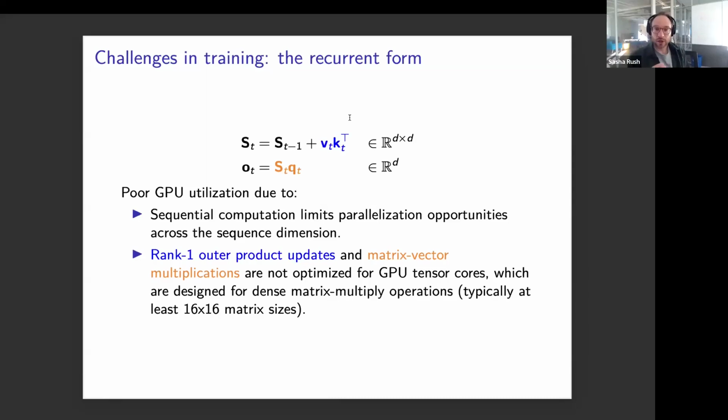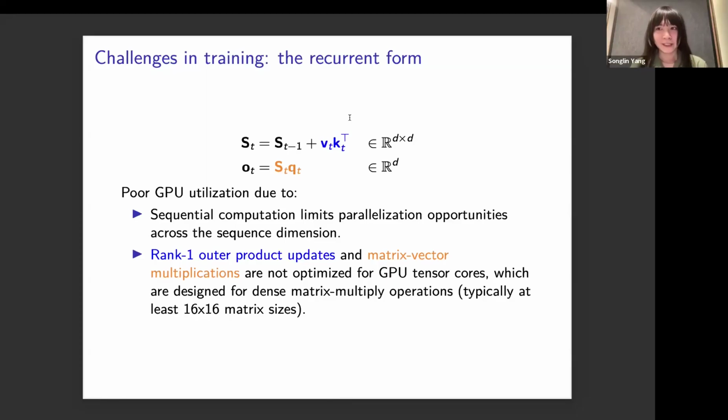Songlin, can I ask you a quick question here? If this were batch inference, this would be okay, right? No. No, still bad? Yeah. Can you explain? So if you have batches of V and K, couldn't you make that a matrix multiply, or it would still be inefficient?